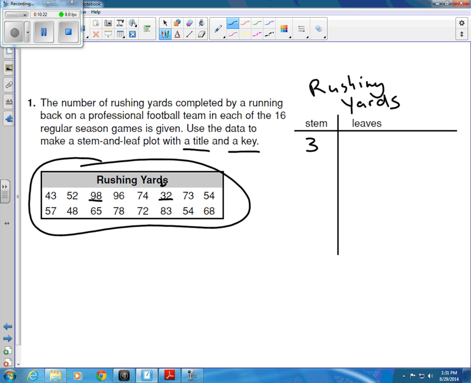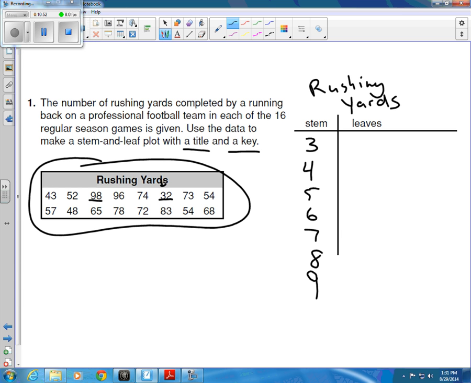3 is going to represent 3 in the tens place, which actually represents numbers in the 30s. Well, not only do I have numbers in the 30s, I also have numbers in the 40s, 50s, 60s, 70s, 80s, all the way up to 90s. So what I'm going to do is make stems for each one of those: 30s, 40s, 50s, 60s, 70s, 80s, 90s. Great. Now I'm going to fill in the stem and leaf plot.